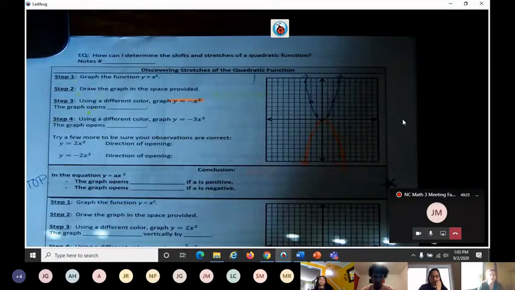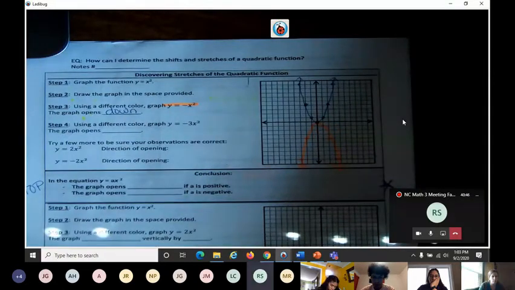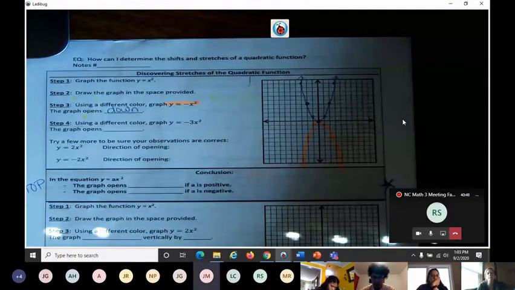So Ruby, are you here? Yeah. So Ruby, can you tell me if the orange graph opens up or down? Opens down. Yeah, good. It opens down. So we're going to fill that in right here. Okay, and then I'm going to do this next one.